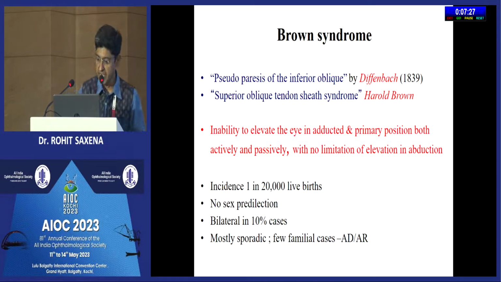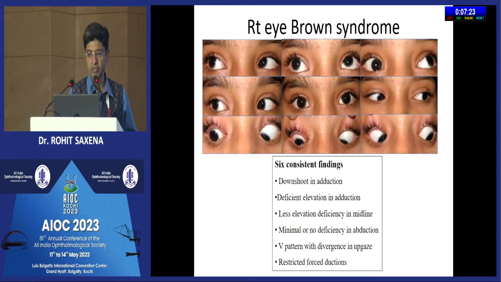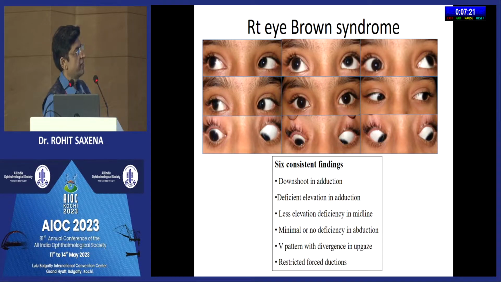It's not very common, but again not so uncommon either, as compared to some of the conditions we've been talking about. Just to demonstrate the condition, this is a patient of a right Brown syndrome. You can see essentially aligned in primary position. There is a small dip when the eye goes into levoversion, and the eye is unable to elevate, adduct and elevate.